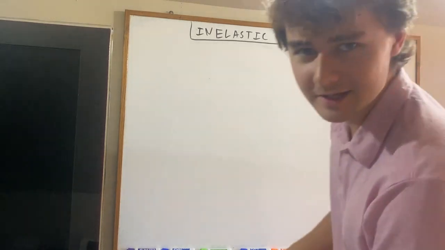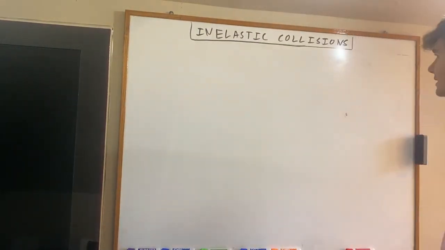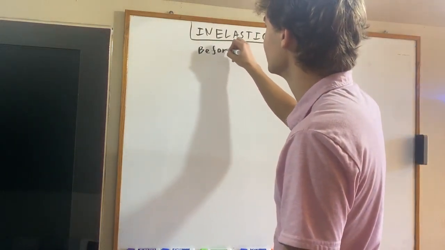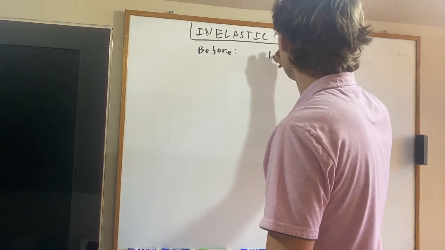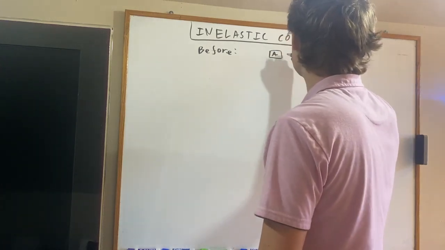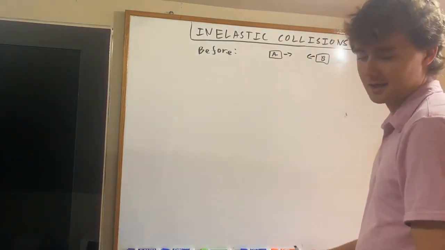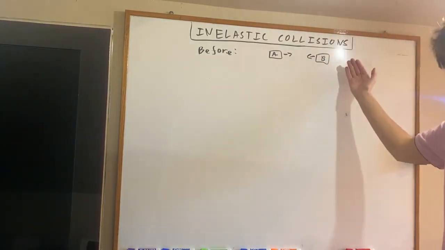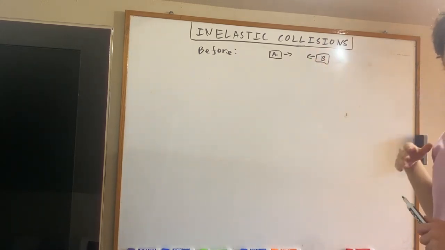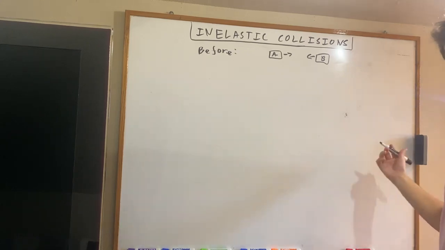All right, so inelastic collisions, what these are is something like this. This is before the collision. There's two things, object A and object B. They're moving toward each other with some velocity. This one could not have a velocity, or that one could not have a velocity, in which case you just make the velocity 0 and it would simplify the problem. But we're just going to talk about it as if they both have a velocity.